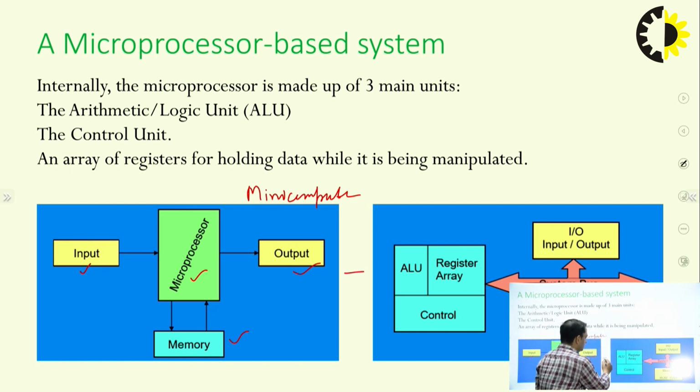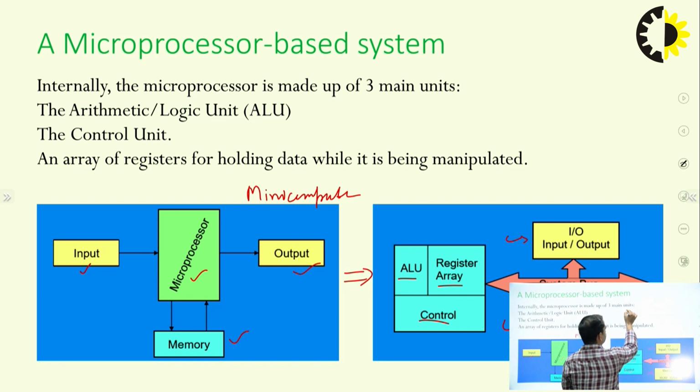So it looks like this one, where the microprocessor is comprised of 3 parts: ALU, register array, and the control unit, and these are connected with the IO input output device and the memory, ROM, and RAM by the system bus. Okay, so this system bus is nothing but a combination of all the 3 buses: data bus, address bus, and the control bus.